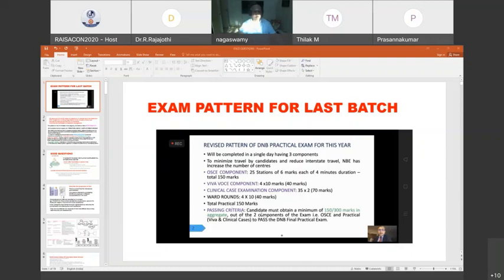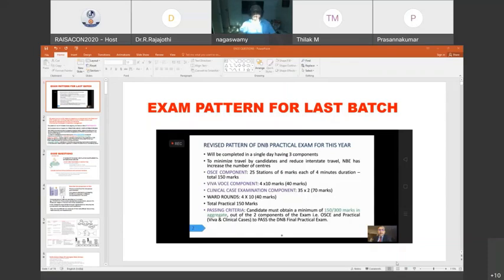So the passing criteria for a candidate was that the candidate must obtain a minimum 150 out of 300 marks in aggregate out of the 2 components of the exam, that is OSCE and practical viva and clinical, to pass the DNB final. So OSCE was considered as a major component, viva and clinical put together as another component. Combined together, you are supposed to secure at least 150. And getting the OSCE component marks is quite easy because they are all pictorial descriptions with questions side by side. So if you prepare well for the OSCE, you can easily get the marks required.